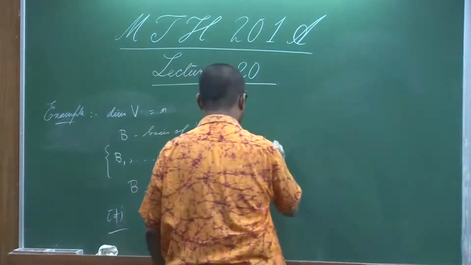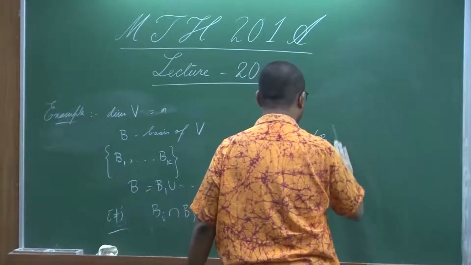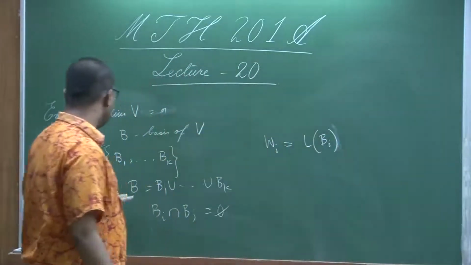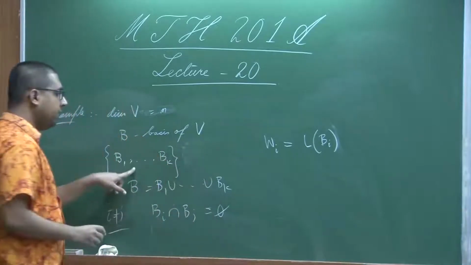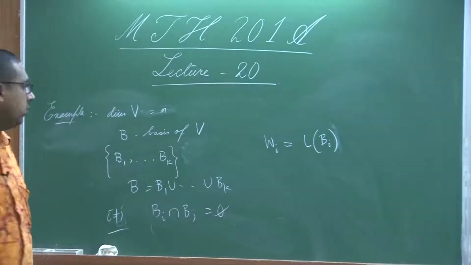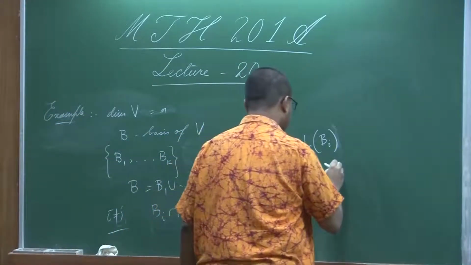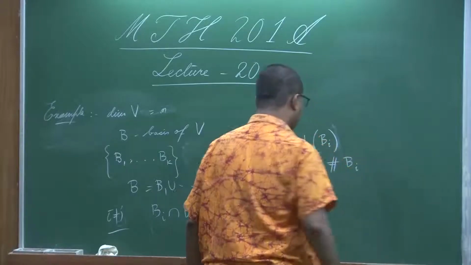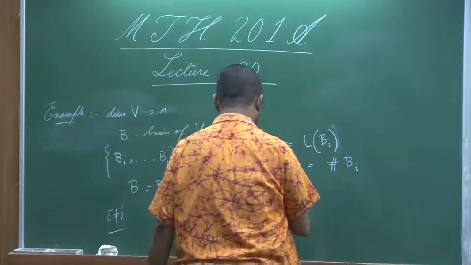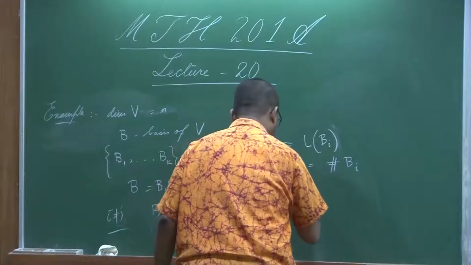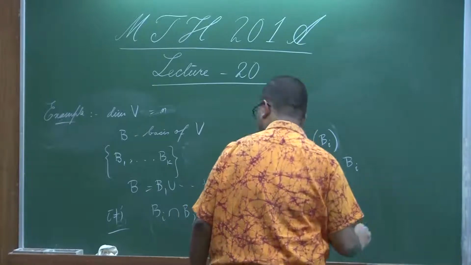Now, my Wi for any i will be the linear span of Bi. Remember, since each Bi is a subset of B, each Bi is linearly independent. So, the dimension of Wi is nothing but the number of elements in Bi. Good. One more thing we should have. So, now my claim is that the sum W1 plus W2 plus up to Wk is direct.